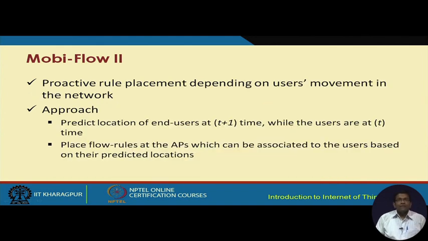MobiFlow gives a proactive rule placement scheme depending on the user's movement in the network. When we talk about such a scheme, what is very important is to have some kind of prediction of the location of the end users at the next time instant, given the data of how the user was moving till a particular time instant, and then placing the flow rules at the access points which can be associated to the users based on the predicted locations.